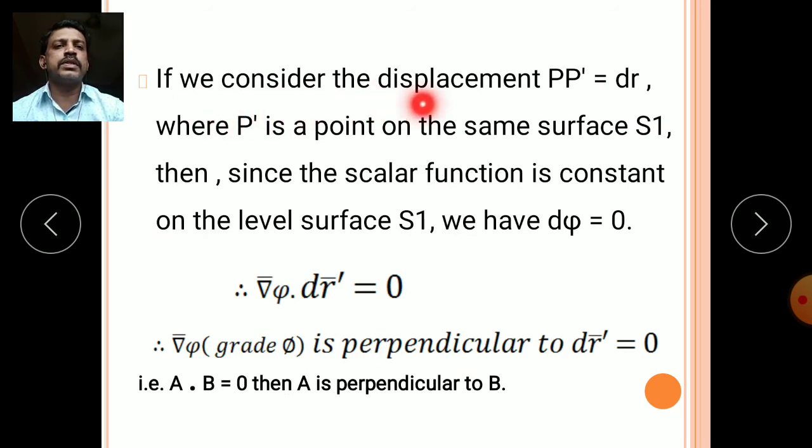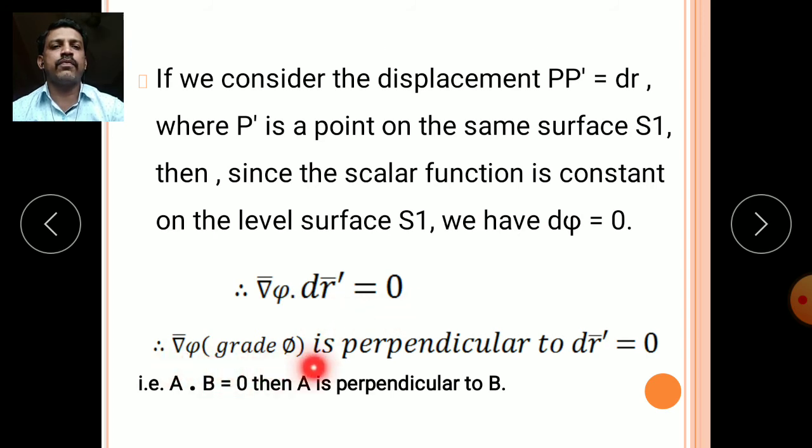If we consider displacement PP' equal to dr, where P' is a point on the same surface S1, then since the scalar function is constant on the level surface S1, we have d phi equal to 0, because the derivative of a constant is 0. Here the scalar function is constant, therefore d phi equal to 0, therefore del phi dot dr equal to 0.